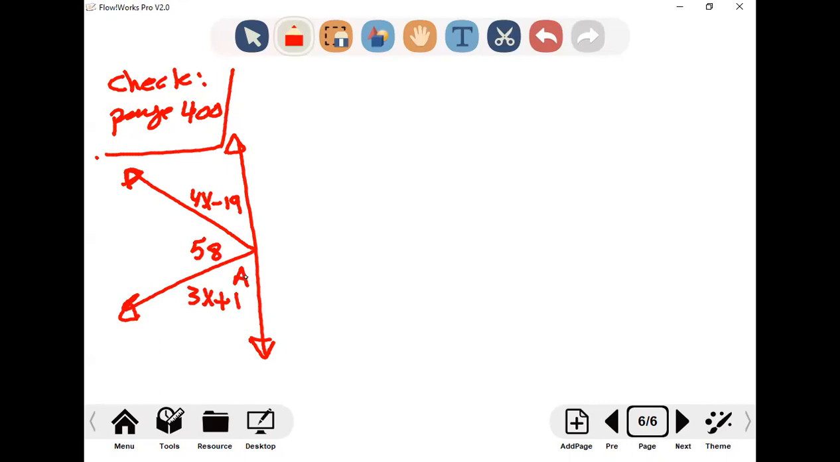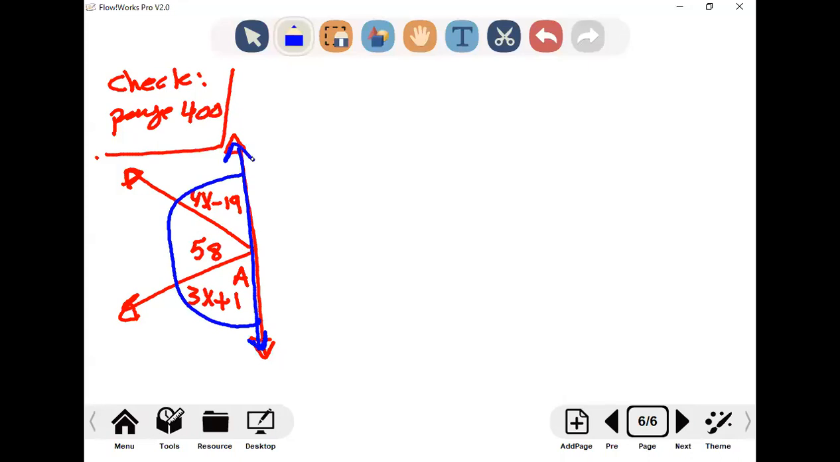They said, while playing racquetball, Taya bounced the ball off the wall at the angle shown. Determine the measure of angle A. What is the measure of angle A? 3x plus 1, right? But do we know the value of x? So can I find angle A? No. Look at the board. Now, we have three angles here: the 4x minus 19, the 58, and the 3x plus 1. The three angles are on a straight line, right?